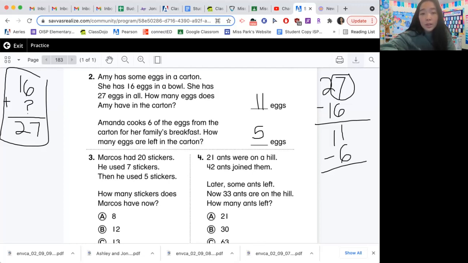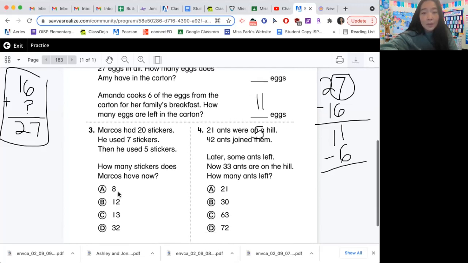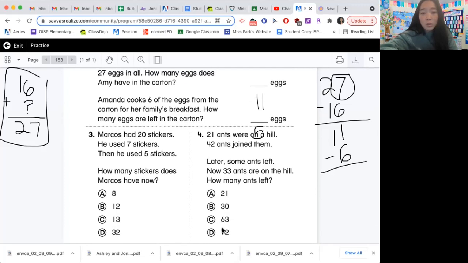time. Next question. Marco had 20 stickers. He used 7 stickers, then he used 5 stickers. How many stickers does Marcos have now? So Marcos had 20 stickers. He used 7 stickers, then he used 5.